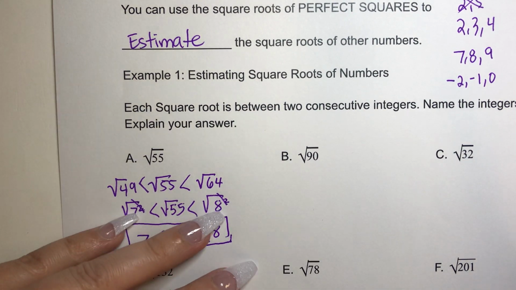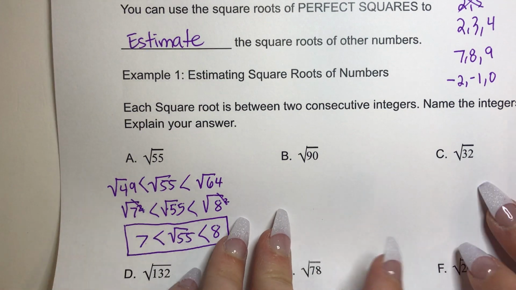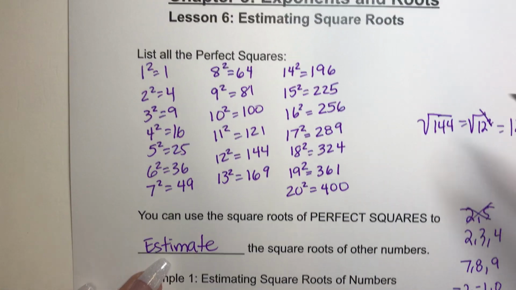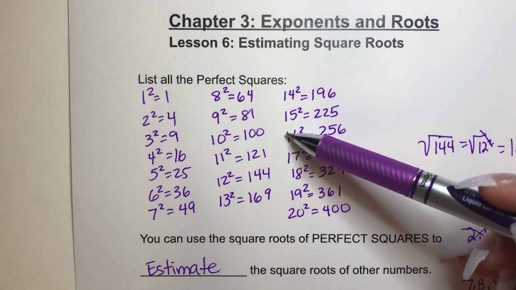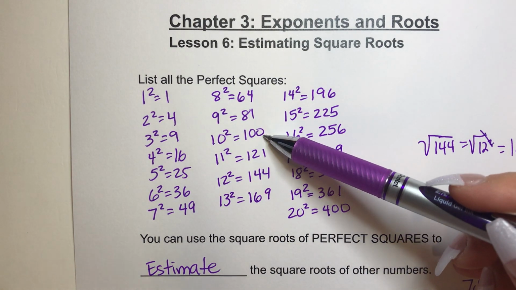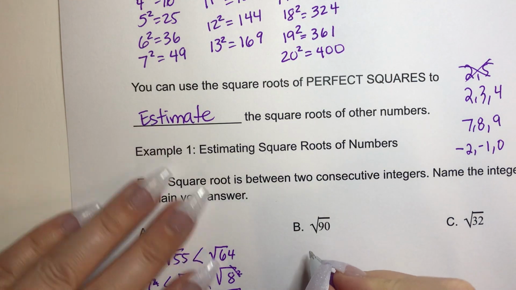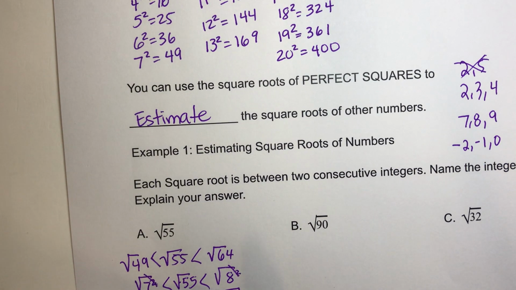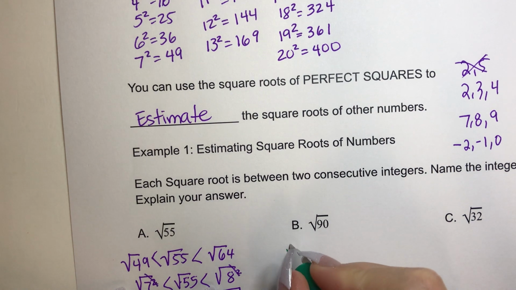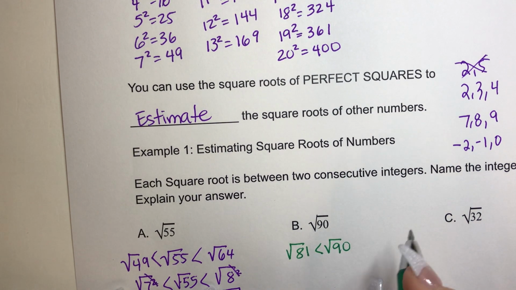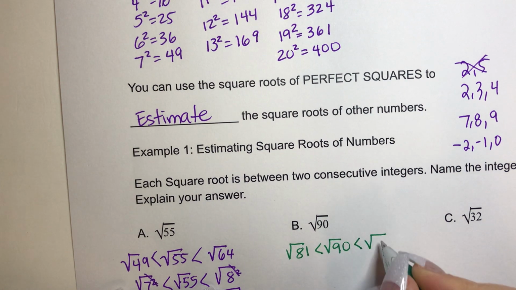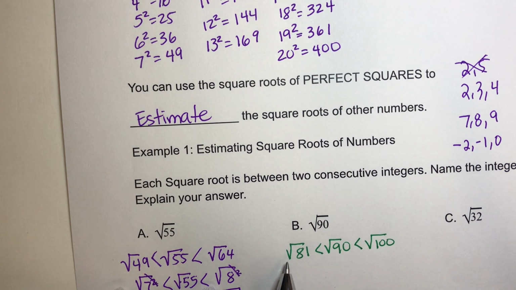Okay, let's try the square root of 90. So I'm going to come up here to my perfect squared numbers, and 90 is between 81 and 100, right? So that means that the square root of 90 is going to be bigger than the square root of 81, and it's going to be smaller than the square root of 100. Now, we can't figure out what the square root of 90 is, but we can figure out what the square roots of these are, right?